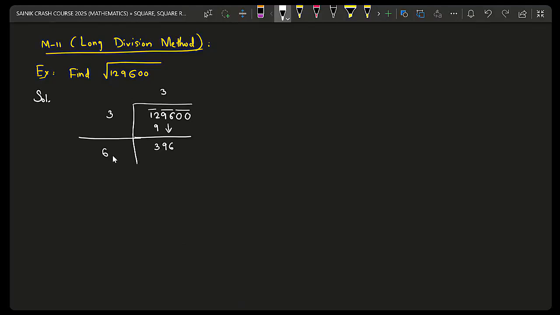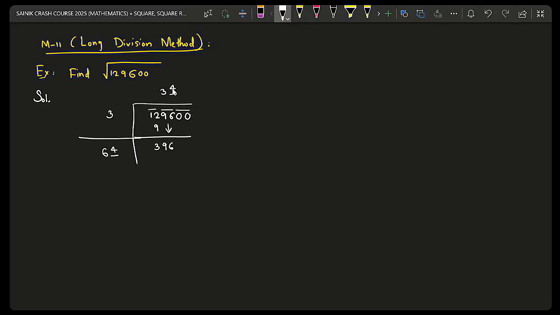And remember one thing, this blank and this blank should be filled by the same digit so that the product is less than 396 and it is the largest one. Suppose I use 1, 61 into 1, 61, less than 396. Let's take 2. We want the largest possible value which is less than 396. 62 into 2, 124, still less. 63 into 3, that is 189, still less. Let's use 4 here, and 4 here also. The same digit we have to use in both places.